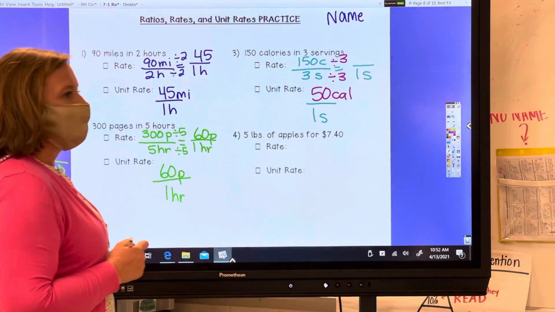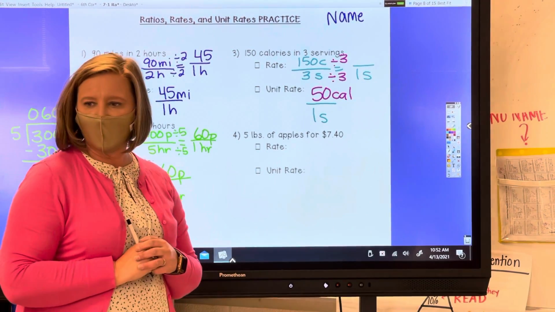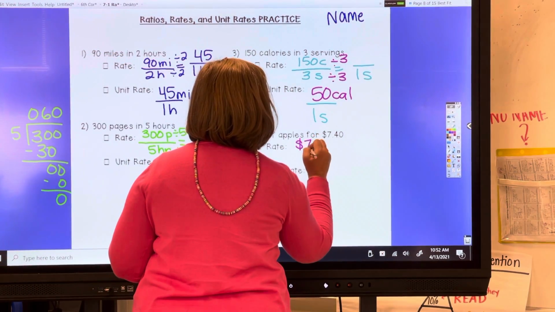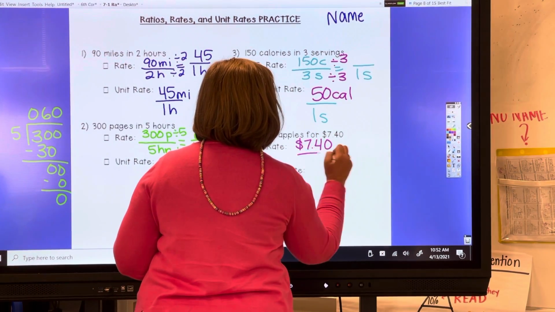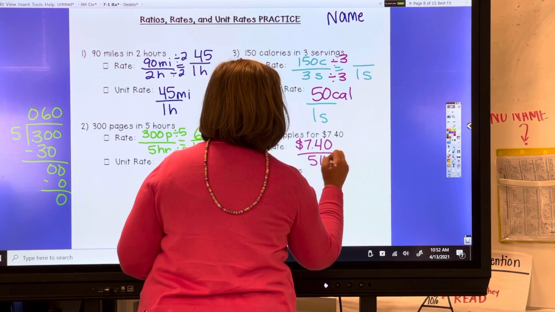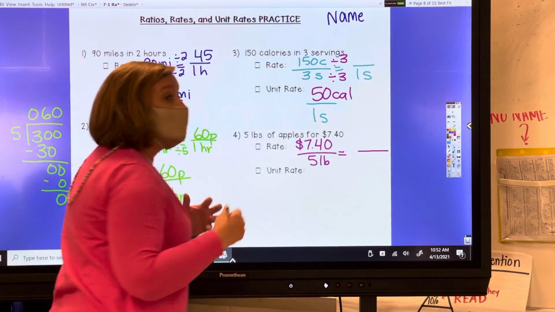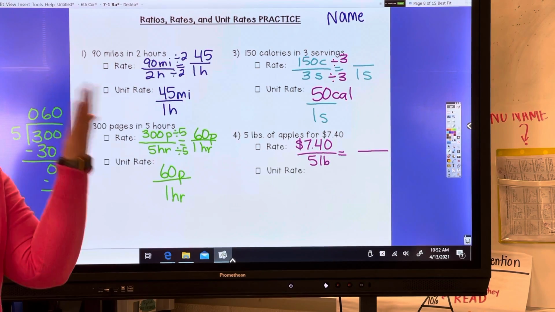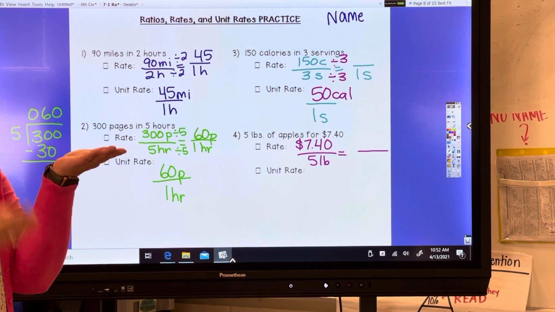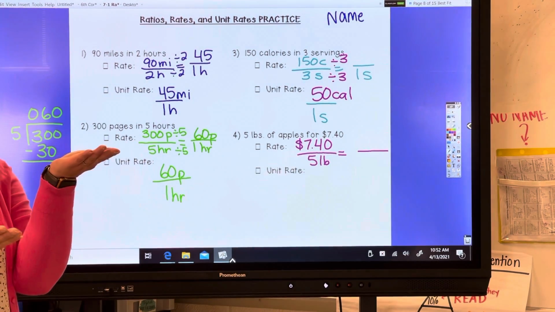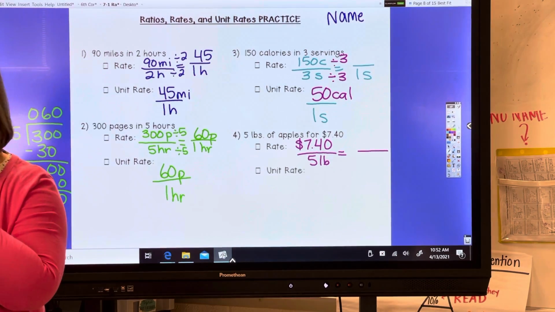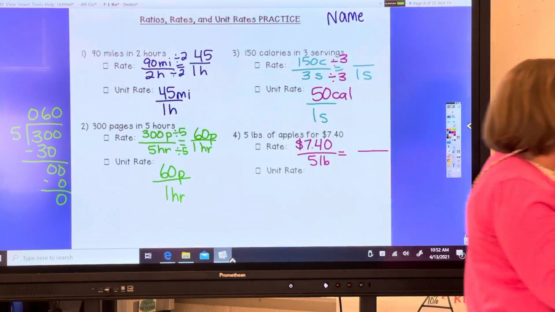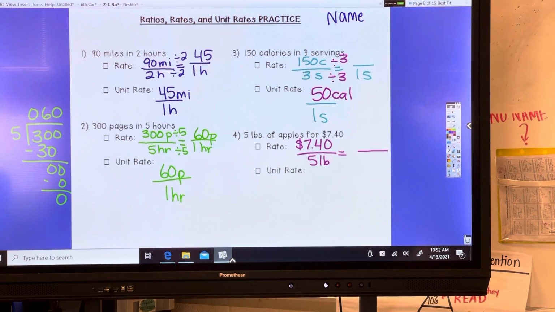All right. So what number is going to go on the top? $7.40. What goes on the bottom? 5 pounds. Because if we are finding our unit rate, we want to know how much it's going to cost for 1 pound of apples. I know that one was tricky, but I wanted you to think through it. You have to think about how much per one.